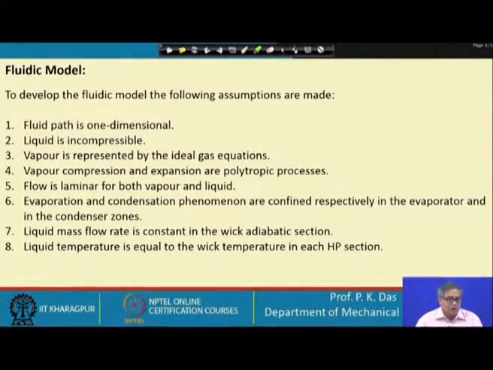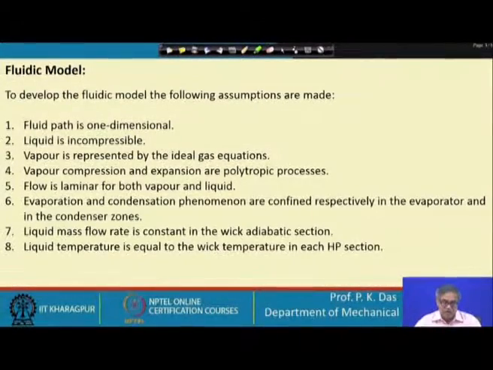Fluidic model. To develop the fluidic model, the following assumptions are made. Fluid path is one dimensional, liquid is incompressible, vapor is represented by the ideal gas equation, and then vapor compression and expansions are polytropic processes. Okay. It could be adiabatic or some sort of polytropic process. Flow is laminar for both vapor and liquid, and then evaporation and condensation phenomena are confined respectively in the evaporator and in the condenser zone.